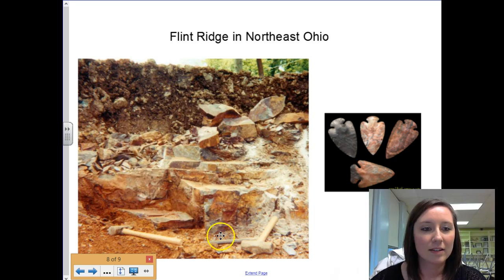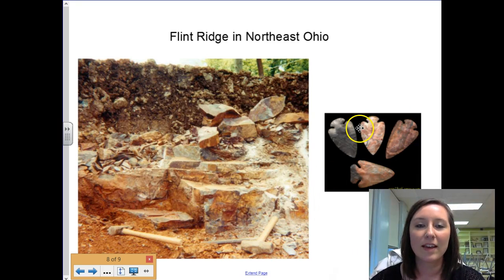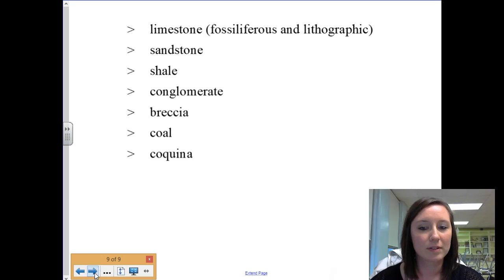And right here, this is a little quarry, as they call it. It's in Flint Ridge, and this is also in Northeast Ohio. And then here are some pictures of the arrowheads that have been found in Flint Ridge. The Native Americans would find this flint, and it looks like this, and it's really easily shaped into these little arrowheads that they would use on their weapons and tools.